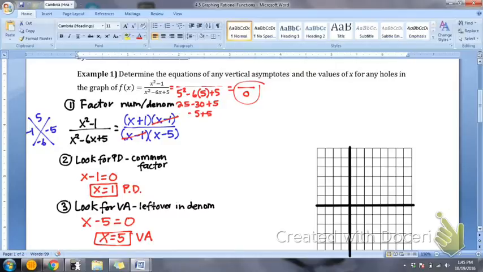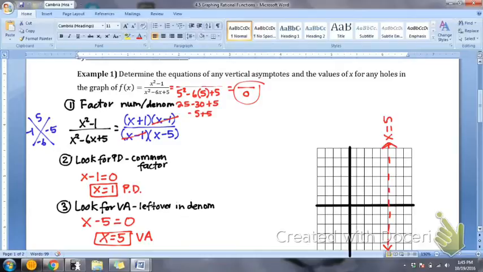I know that I have a boundary line when x is 5, so I'm going to go ahead and draw a boundary line, and a boundary line we're going to use a dotted line. Okay, we're going to label it. I know that this is my vertical asymptote, so it's a vertical line. And now we're going to use our calculator.